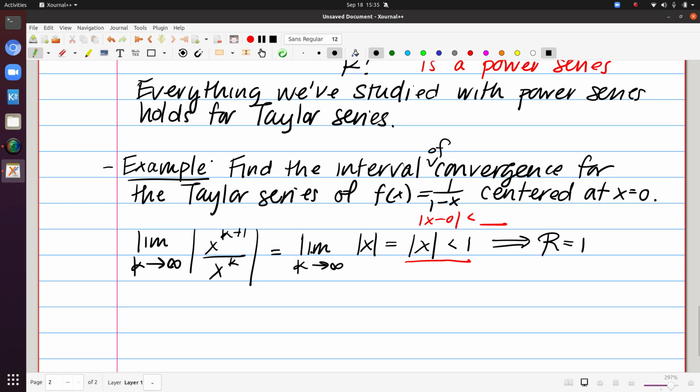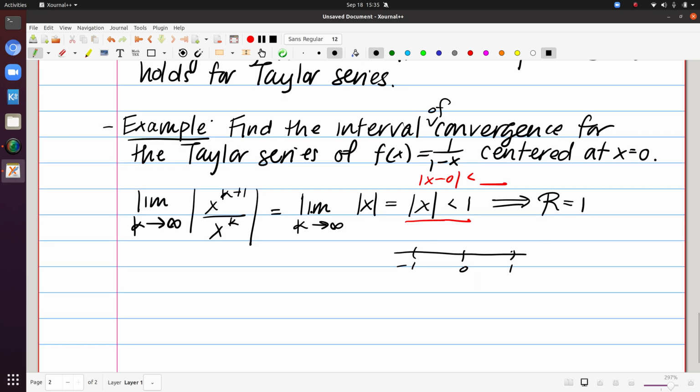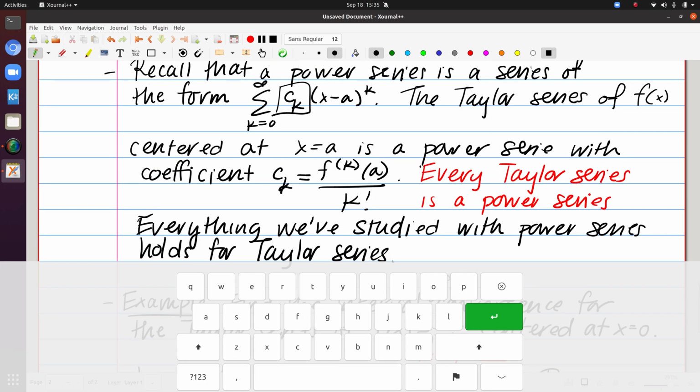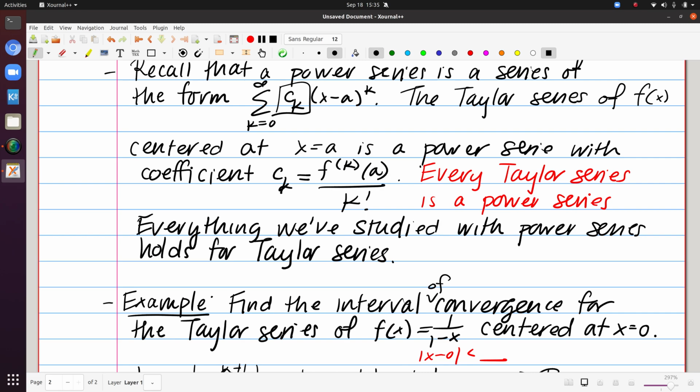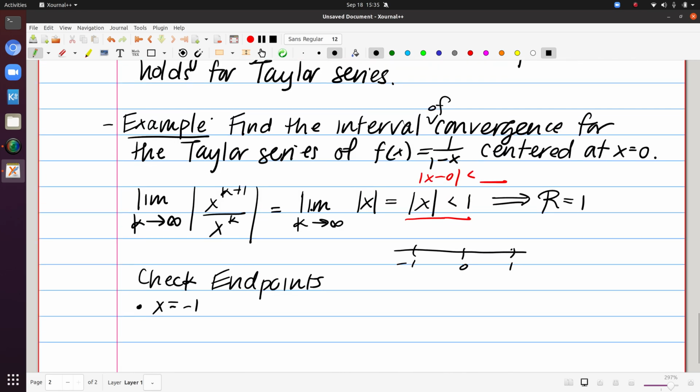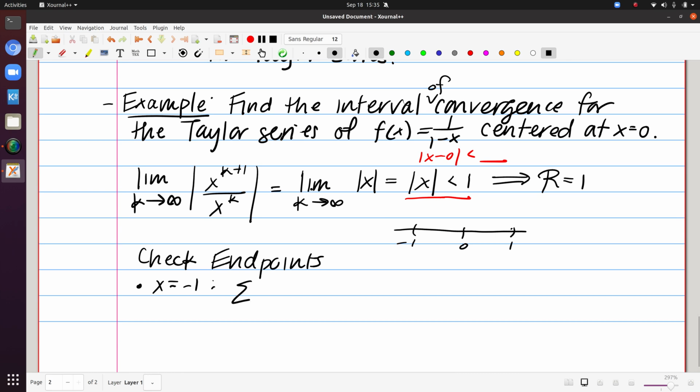In this instance, our center is 0. The radius is 1. So pushing out by a distance of 1 on either side gives me endpoints of minus 1 and 1. If I want to check my endpoints now to see if I have convergence or divergence, we take each of those values and plug them back into the original series. So again, my original series here is the sum of x to the k from k equals 0 to infinity. So if I were to plug in minus 1, that would yield the sum of negative 1 to the k from k equals 0 to infinity.